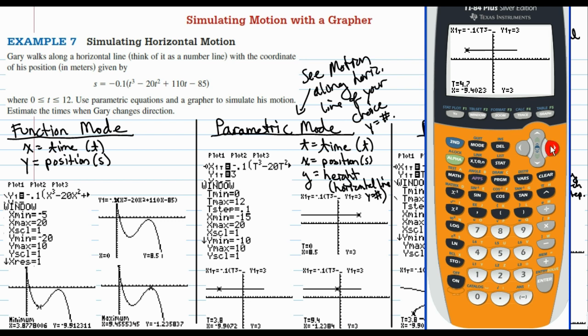So now we're going, his x position is getting closer to the y-axis. So he changed directions at about 3.8 seconds, which again is what we had said. So you could keep doing that. You do not have to graph in function mode first.